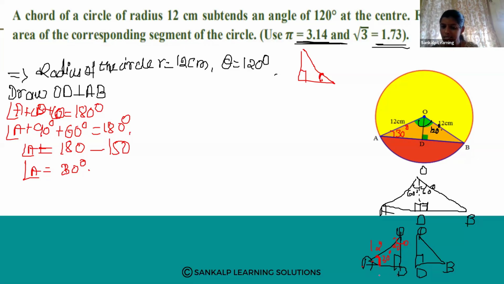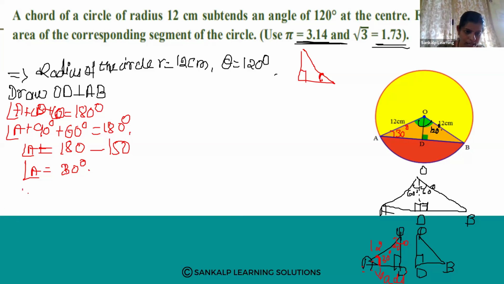AD means what? It is the adjacent side, right? Adjacent side divided by hypotenuse. Here OA is the hypotenuse because it is the side opposite to the 90 degree. That is, OA is hypotenuse and AD is adjacent side. So we want the value of the adjacent side. So which ratio applies here? Cos theta is equal to adjacent side divided by hypotenuse, right?